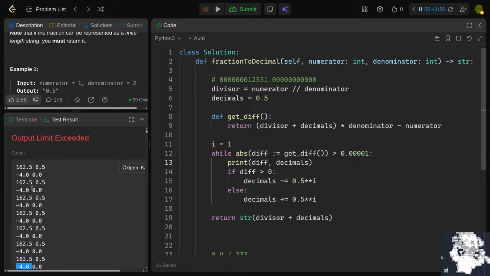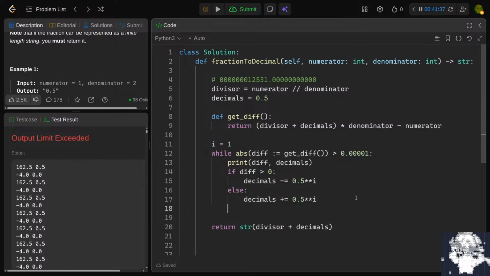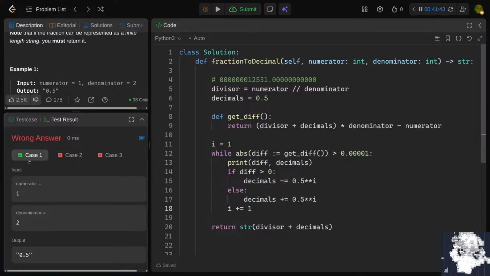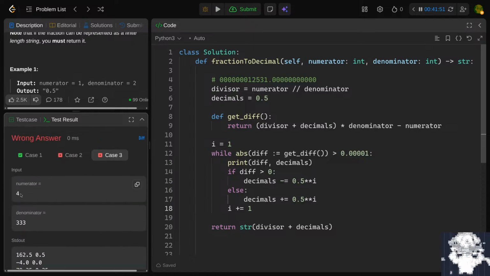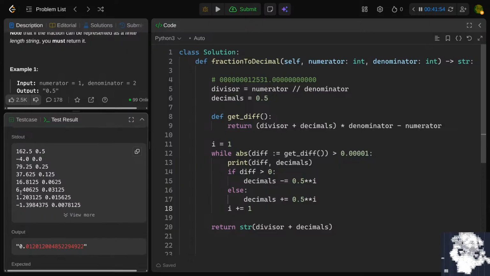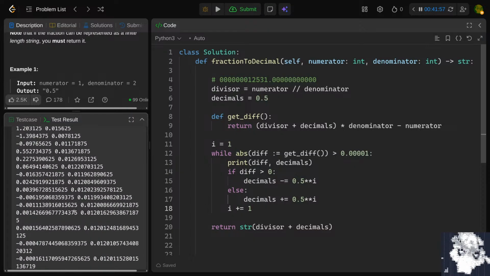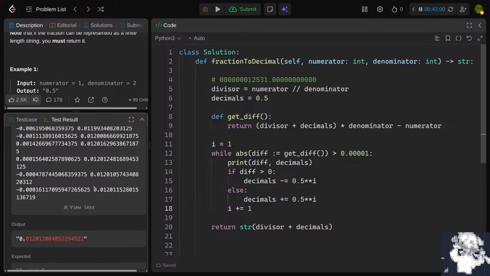We managed to get decimals to be 0. Oh, wait, we're bouncing back and forth. I never incremented I. Okay, we get the correct answer in one case. In case 2, we get 2.0 instead of 2. That's close enough. In case 3, we are getting closer and closer. 0.01201.